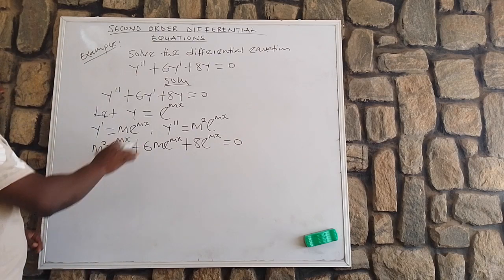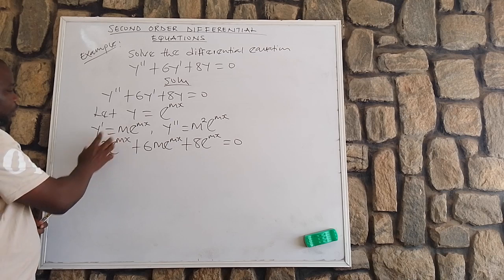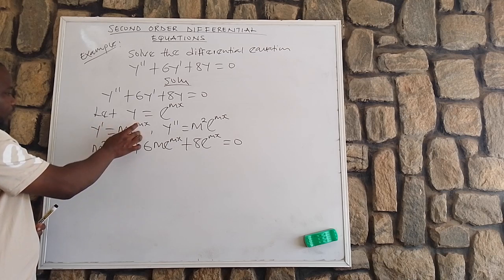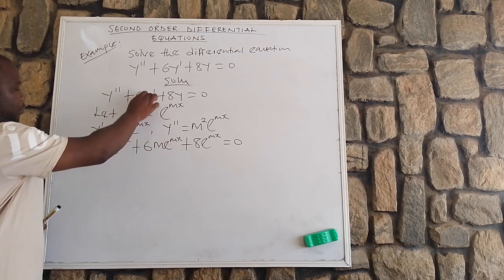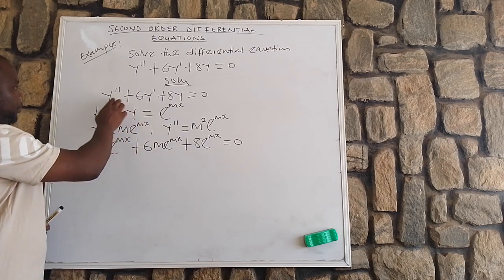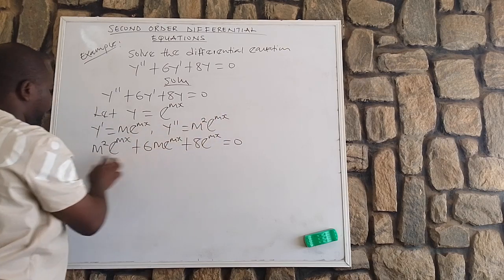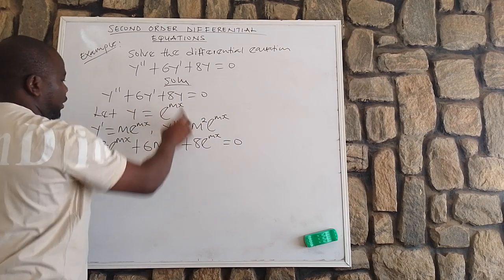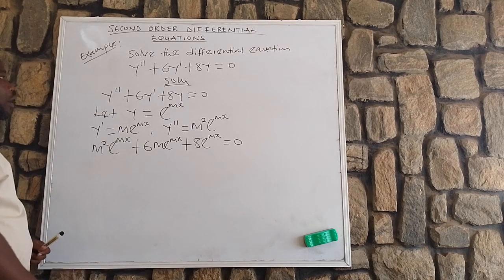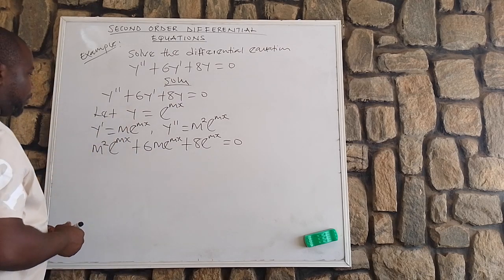We are not doing anything new. We just substitute in, instead of this, we write this. Look at it here, 6y prime: y prime is m e^(mx), then y double prime is m squared e^(mx), and then your y is e^(mx). So that is how to solve this type of problem.